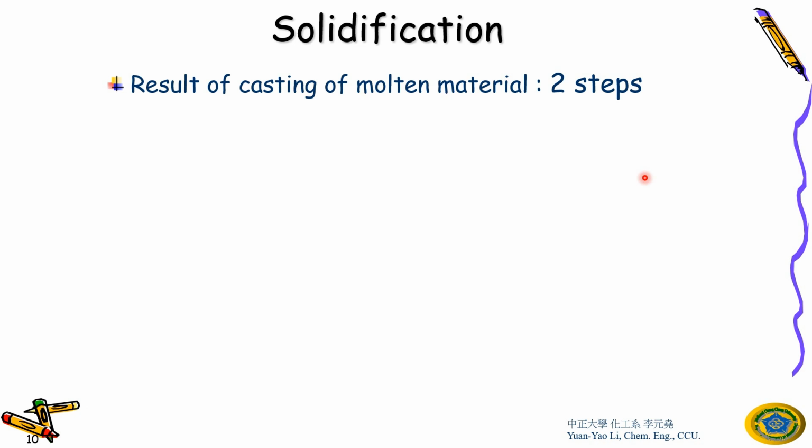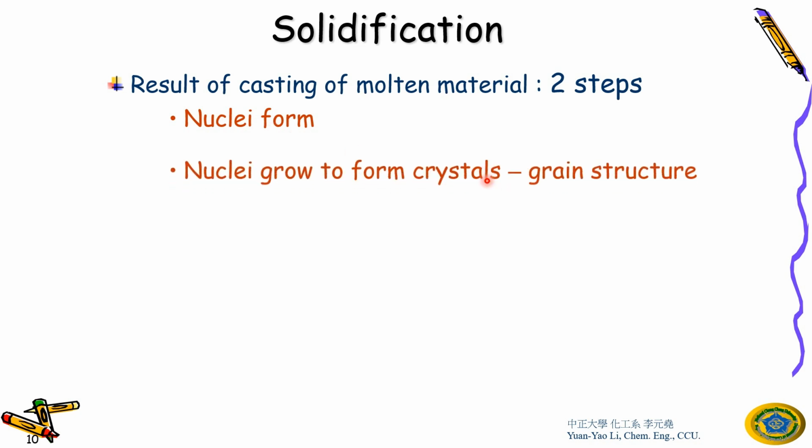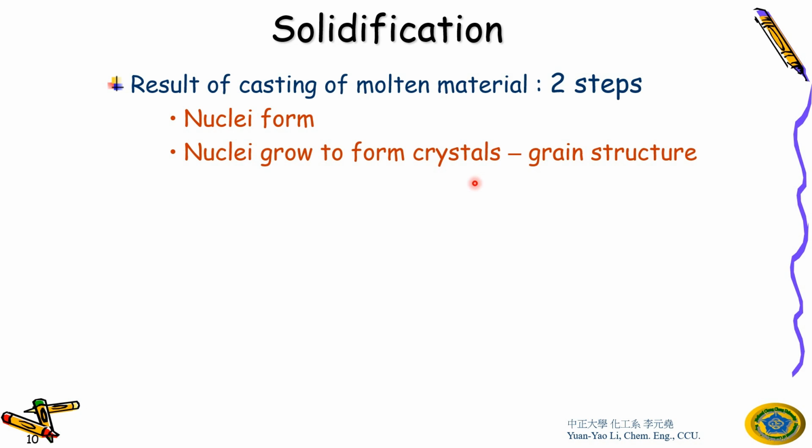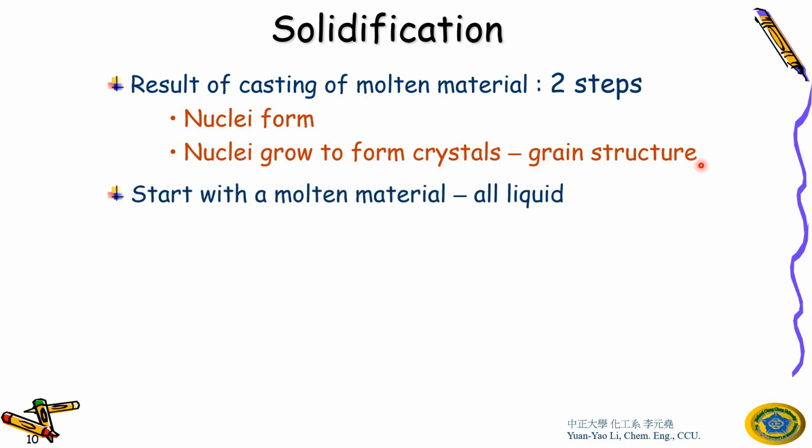So the solidification involves two steps. The first step is the formation of nuclei, small seeds. And then after that, the nuclei grow to form crystals and grain structure. So these are the two steps.